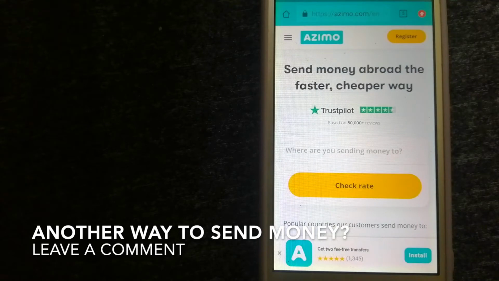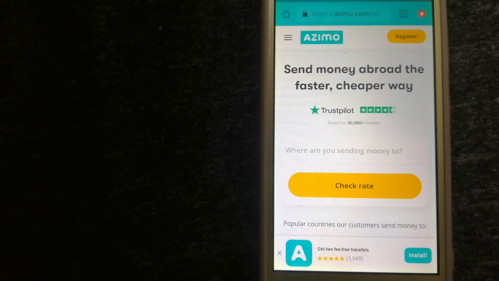The third option is Azimo. It offers money transfer to 190 receiving countries in over 80 different currencies. It is a faster and a cheaper way to send money abroad. Instant or 1-hour money transfers to 80 plus countries, and your first 2 transfers are fee-free. The company provides foreign money transfer solutions for customers worldwide.